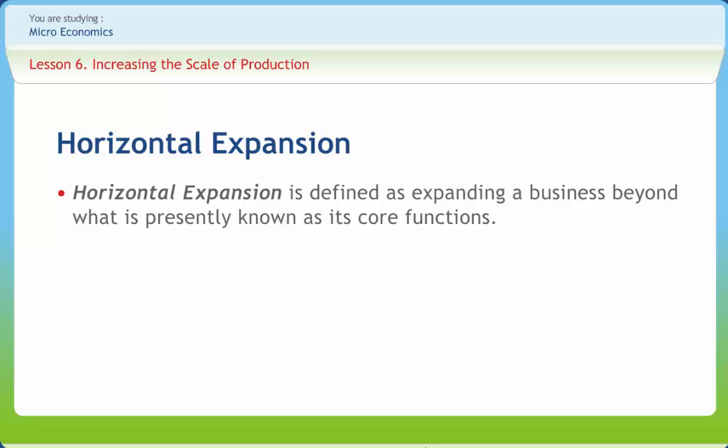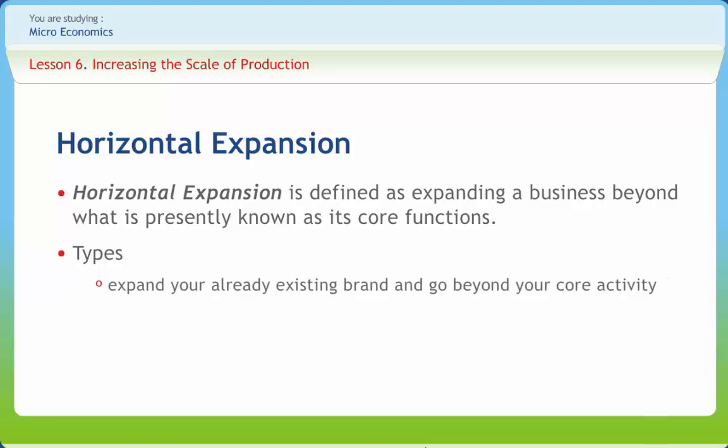Horizontal expansion tends to cut costs because the new products can be sold through the same distribution pipe or channels the company already has. It is of two types. Expand your already existing brand and go beyond your core activity. Providing job blogs also with blogs of tips to make money on our website. To create a completely new section of your company. Providing job blogs on more than one website.